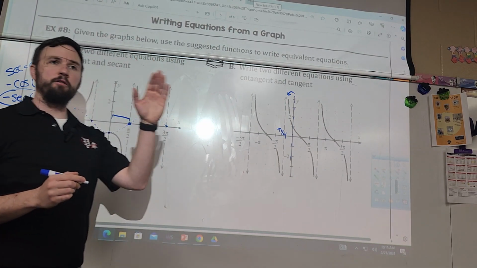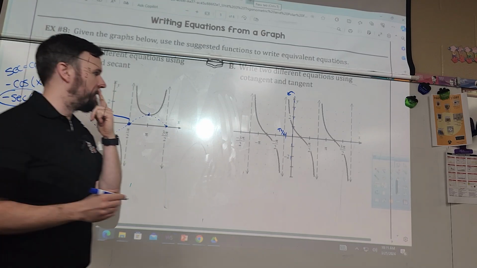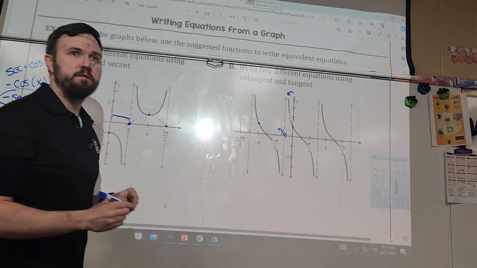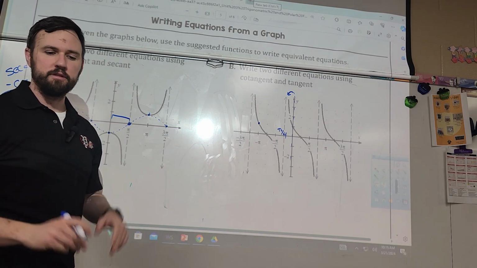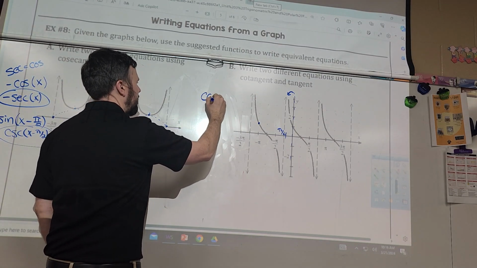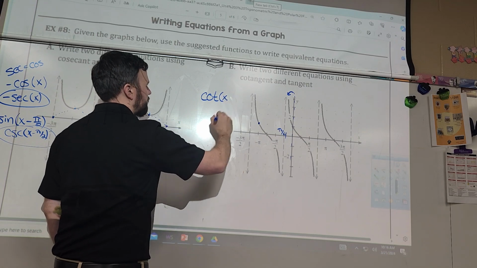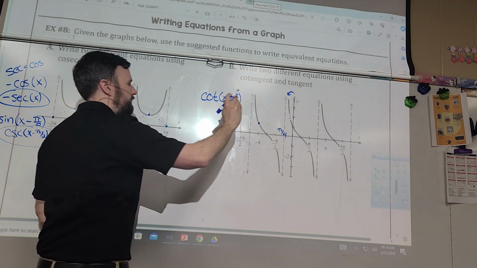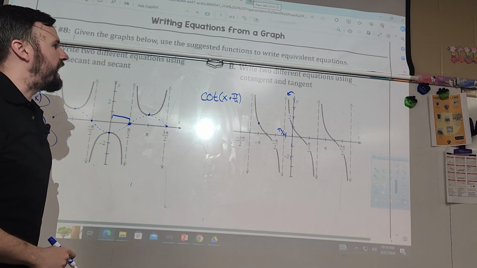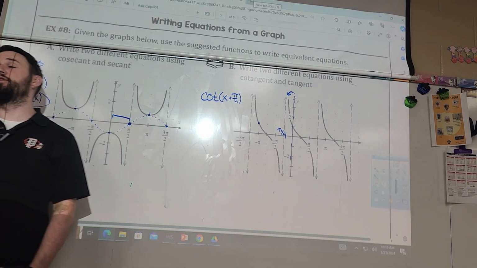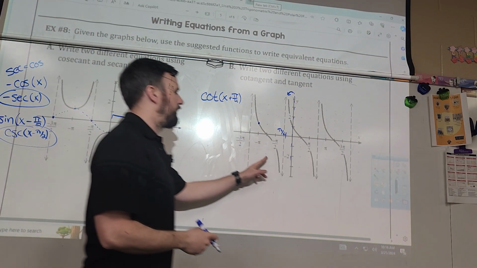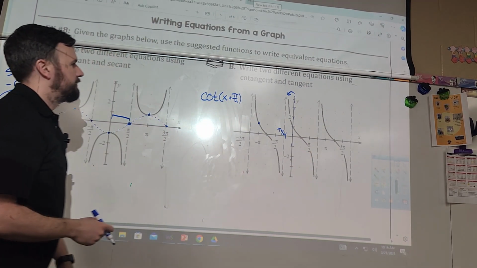Am I shifting it up or down? No. If I go over that, I go up 1, right? So nothing in front. So I'm going to do cotan of x plus pi over 4, because I went left pi over 4. Could I have done x plus 3 pi over 4 or minus 3 pi over 4? Yeah, both work, because I went right 3 pi over 4.